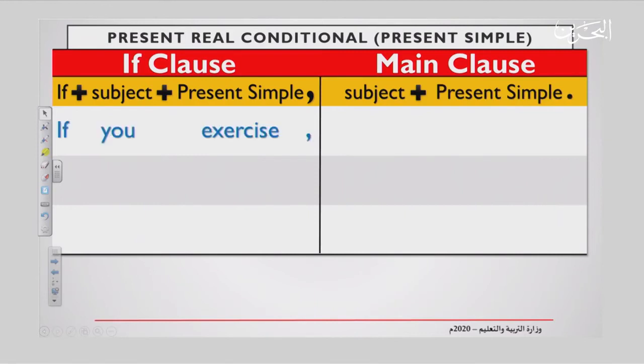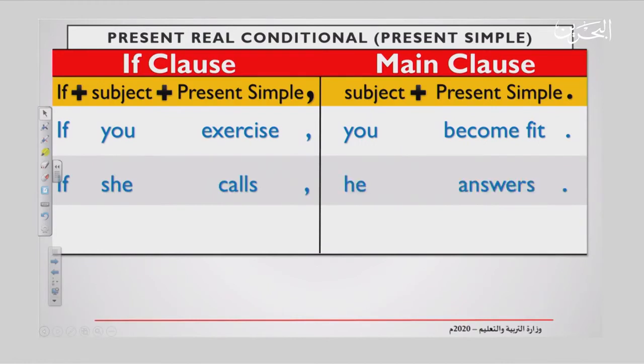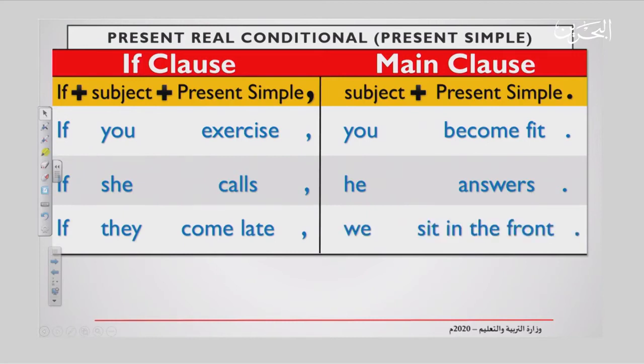For example, if you exercise, you become fit. You have if, subject you, present simple exercise, subject you, become fit, and don't forget the comma and the full stop. And another example: if she calls, comma, he answers, full stop. If they come late, comma, we sit in the front, full stop.